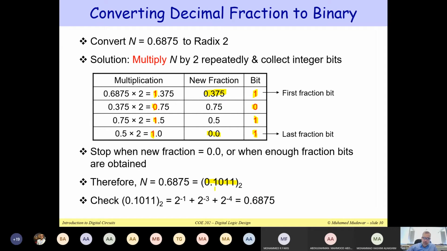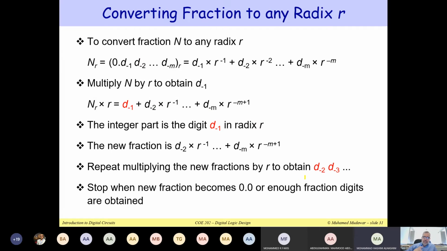If you want, you can always verify that your conversion was done properly. Take the fraction in binary, which is 0.1011, and then convert it back to decimal and see if you get 0.6875. Okay? Yes, okay. Thank you.